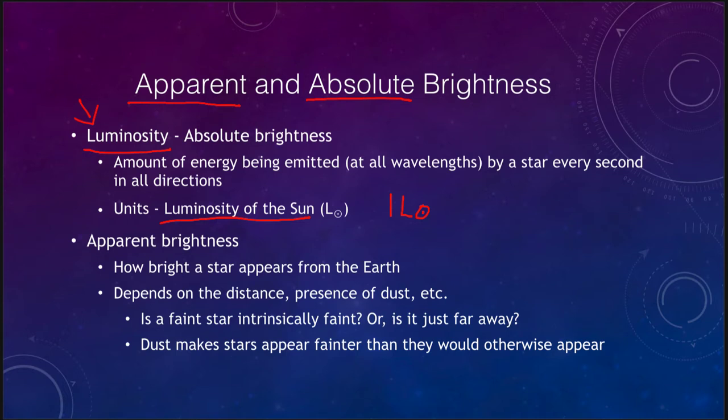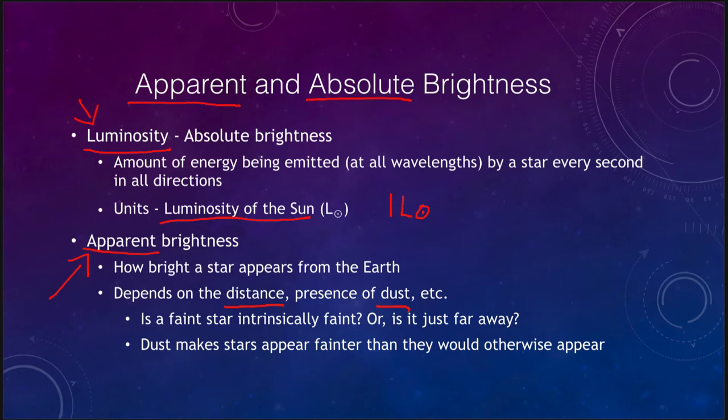However, when we look at the stars at night, we don't see the absolute brightness. We see only the apparent brightness, or how bright they appear to be from the Earth. Now that depends on a lot of different things. It can depend on the distance from the star. The further away a star is, the fainter it is going to appear. It can depend on whether there is dust in the way. Dust could be making the star appear fainter than it otherwise would be. So the luminosity is what is actually being emitted from the surface of the star. The apparent brightness is what we actually see from the Earth.